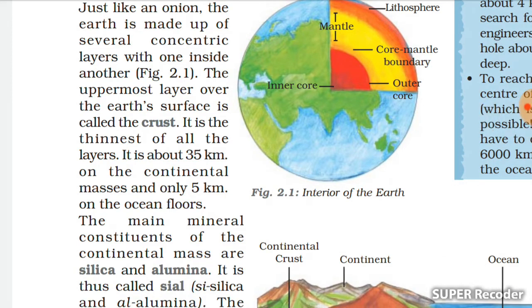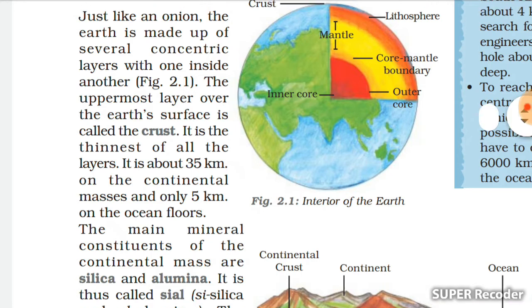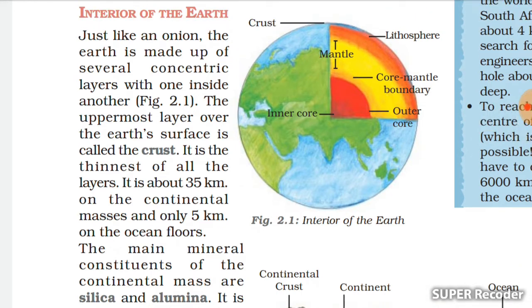Now, what is the crust? Do you know what the crust is? I have been saying crust. The uppermost layer over the earth's surface is called the crust. It is the thinnest layer. It is about 35 kilometers on the continental masses and only 5 kilometers on the ocean floor.